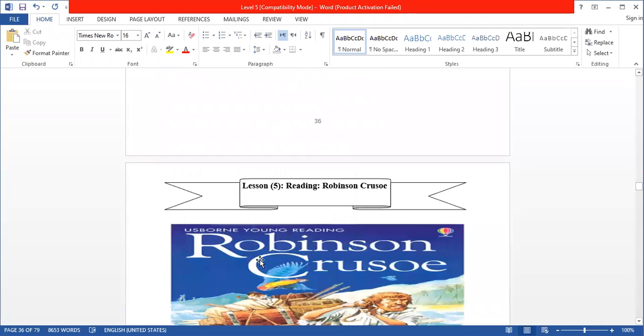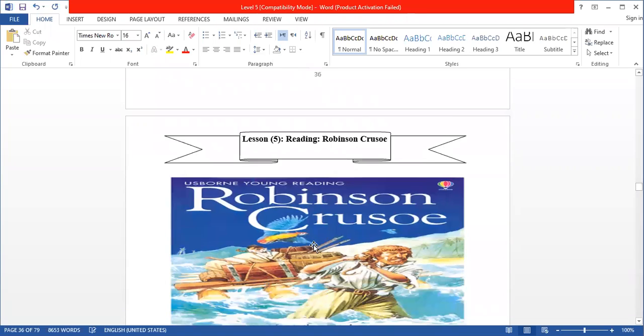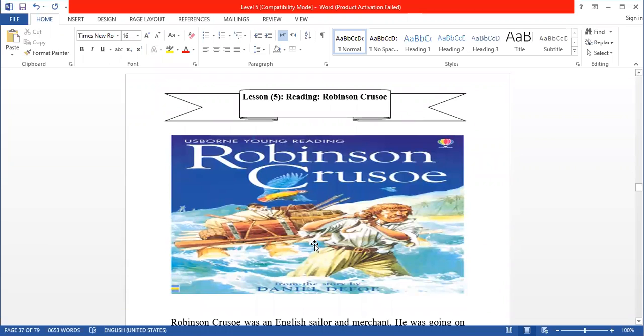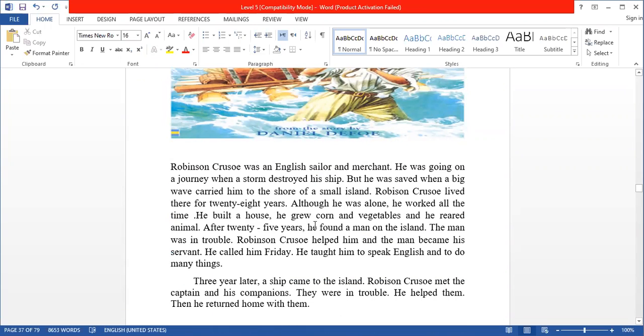Okay, now we are going to talk about lesson 5. Lesson 5, we are going to read a text here. We have a text about Robinson Crusoe. Yes, you can read, Suleiman. Read the paragraph.